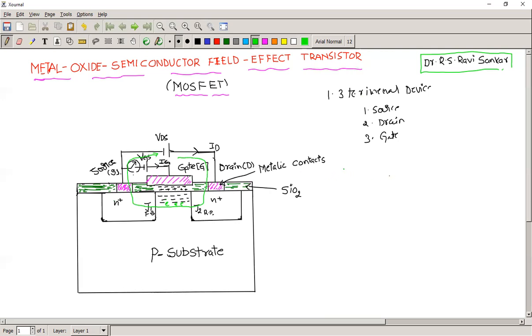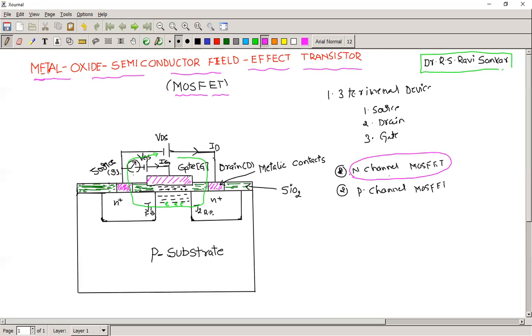There are two types of MOSFETs. One is the N-channel MOSFET, another one is the P-channel MOSFET. This is the N-channel MOSFET. The second one is the P-channel MOSFET. But for practical purposes, we are using only the N-channel MOSFET. Mostly we are using the N-channel MOSFET.